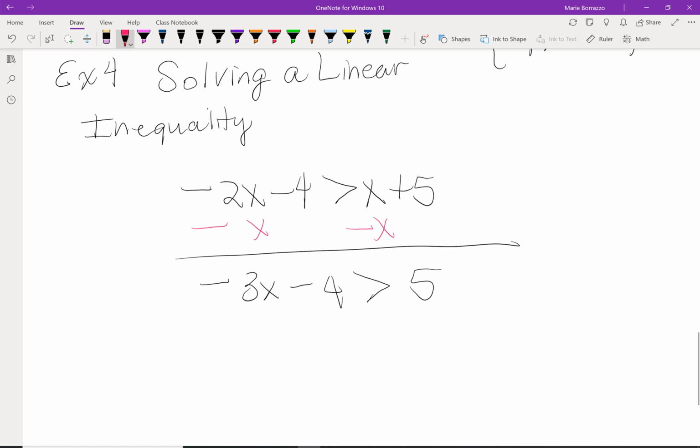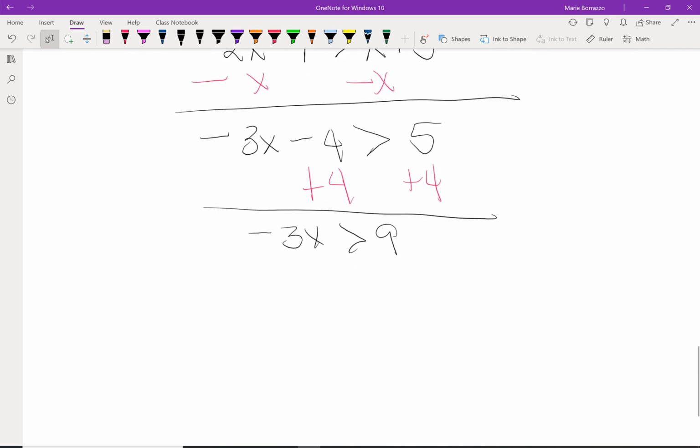Okay, next step, we're going to add that 4 to both sides of the equation. That puts us at negative 3x is greater than 9. And the last thing is to remember, again, I'm dividing by negative 3 on both sides. So that means that x is actually going to be less than negative 3.